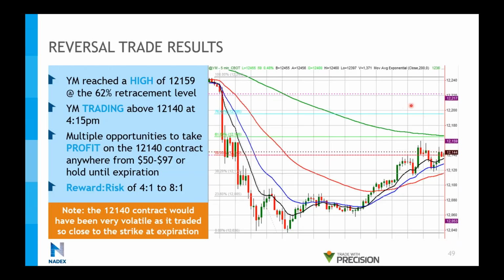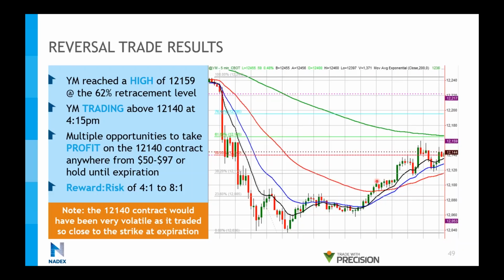If we had gone for a higher level here, like the 12,160, yeah, it would have never been in the money. We would have traded very close to that price level. Here we might have approached the price of 40 or something like that, but actually taking profits on that trade would have been much, much harder. 12,120 would have been the easy one.